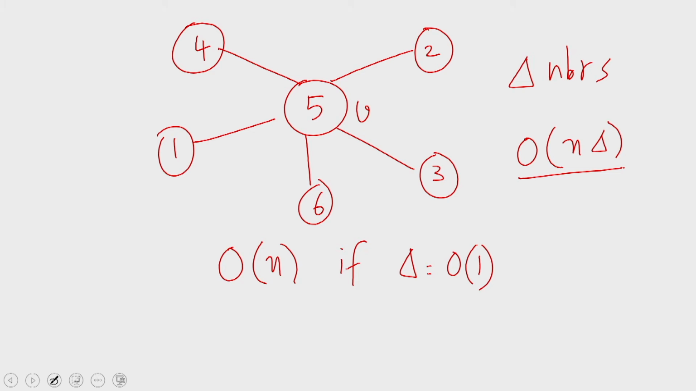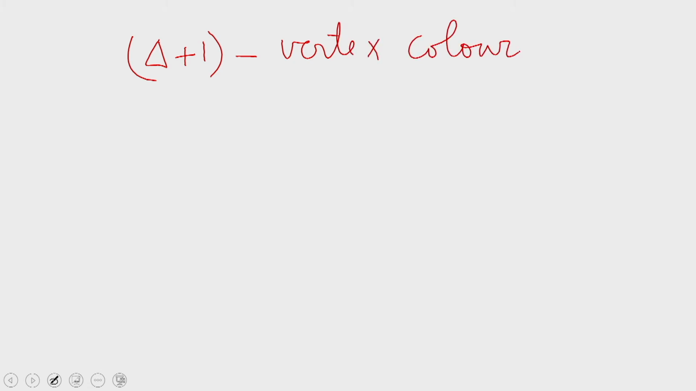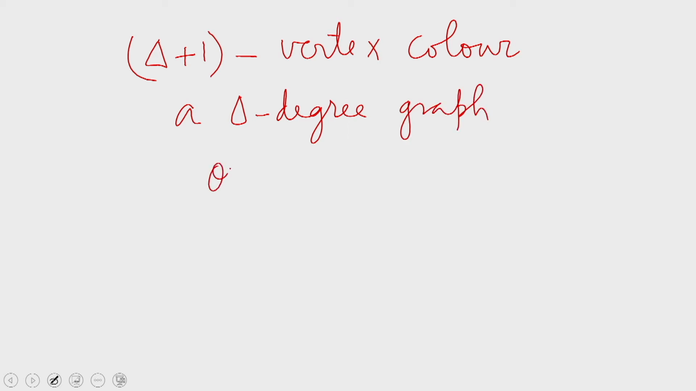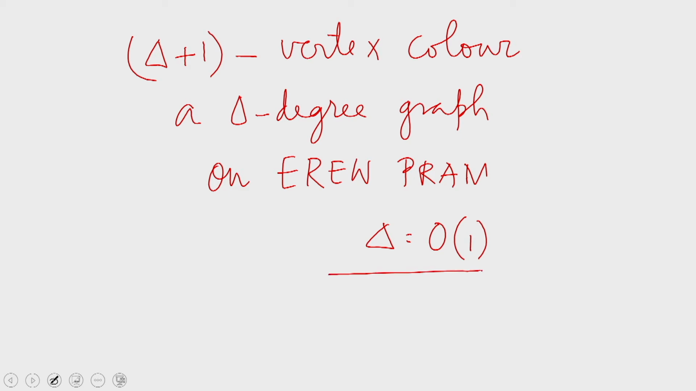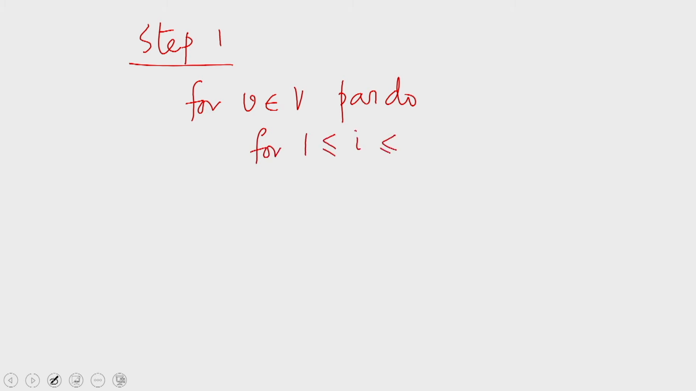So, let us look at a parallel algorithm which solves this problem for bounded degree graphs. Let us say we want to delta plus 1 vertex color a delta degree graph on an ER-EW PRAM. We assume that delta is order 1. So, the algorithm proceeds like this. In step 1, for each V of the graph, we do the following in parallel. There are delta iterations for each vertex. For each vertex, we attempt to define a predecessor as well as a successor.